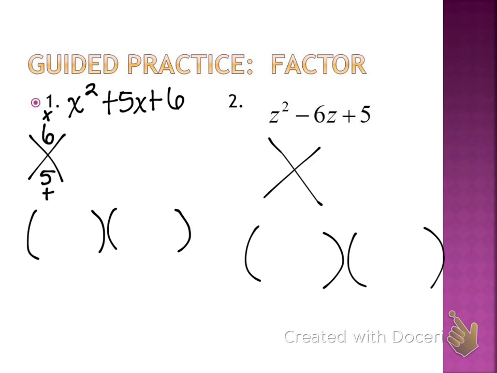Jalen, can you tell me what numbers should go on the sides to fill this in? 2 and 3. Good. 2 times 3 gives me 6. 2 plus 3 gives me the 5. So then my last thing to do is just write my answer.